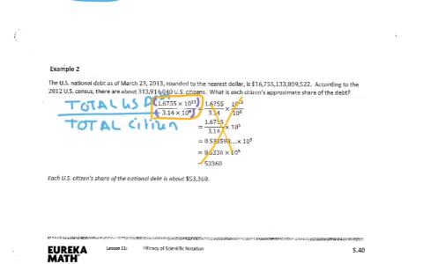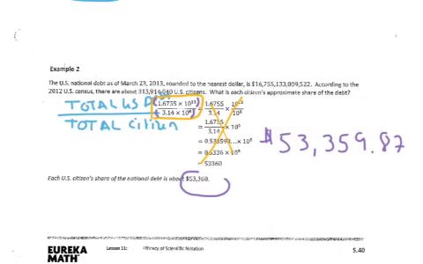When I do that in my calculator, I would get roughly 53,359.87 cents. But if I wanted to round to the nearest whole dollar, you would get roughly 53,360. Like I said, the key is putting it into your calculator correctly. Also, they converted this value and that value into scientific notation and then divided.